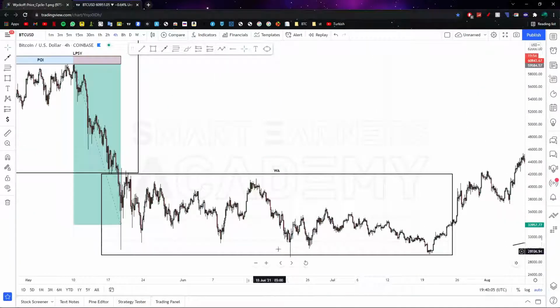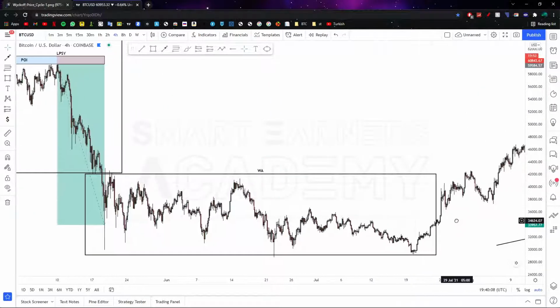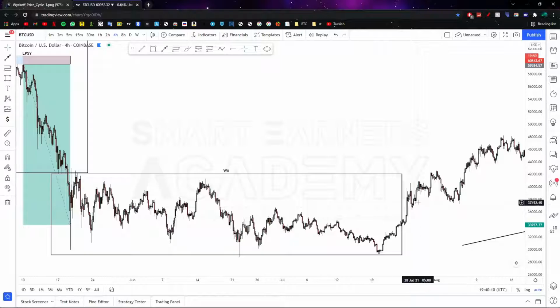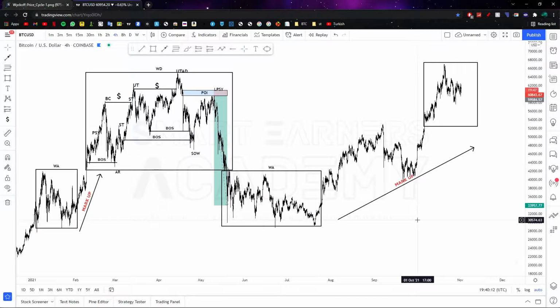And of course we probably have one around here. So those are where your POIs would be.